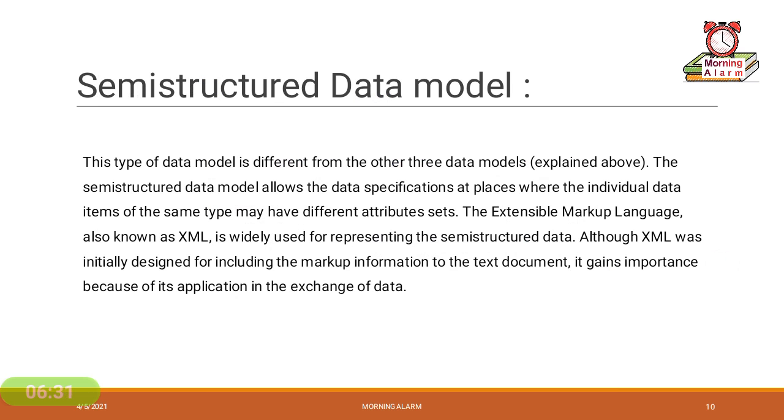based upon their entities. The next one is semi-structured data model. First thing first, this semi-structured data model is different from all the above data models. Why? Because I will explain that in the example. Now let's see the definition. This type of data model is different from the other 3 data models. The semi-structured data models allow the data specifications at places where the individual data items of the same type may have different attribute sets. Right?